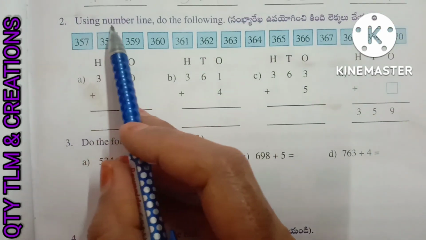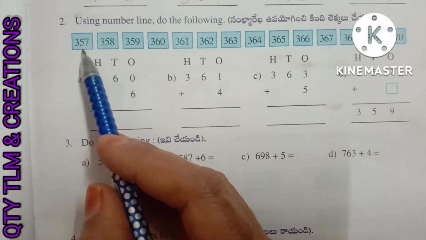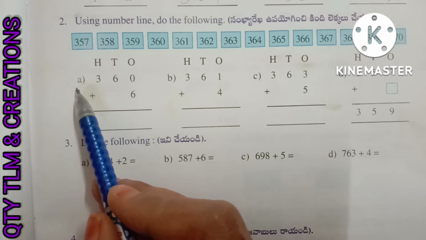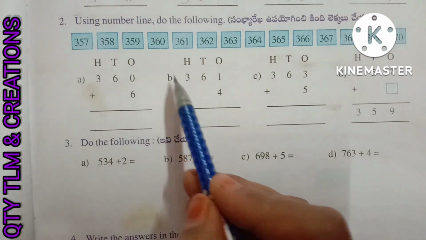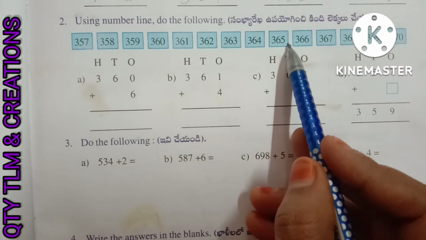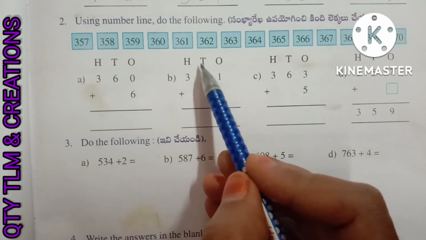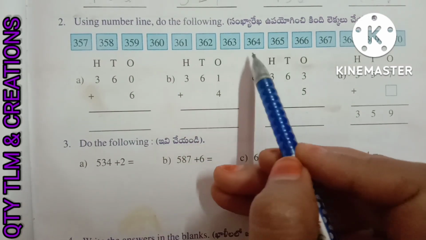Next question, using number line do the following. So here the given number line is 357 to 370. First one, A, 360 plus 6. Here we have to use the number line and find 360 on the above number strip. Here it is, and move 6 places forward.